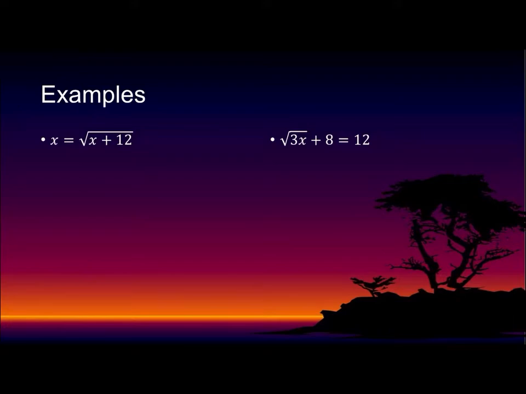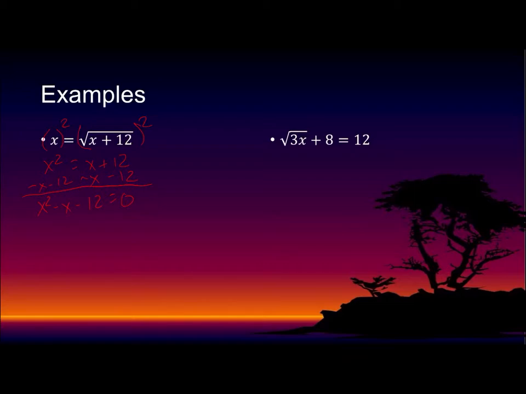So we have the radical isolated, so we're going to square both sides in our left side example. Now I have x squared equals x plus 12. And since I have x squared, this has now automatically become a quadratic equation. So I'm going to subtract x from both sides and subtract 12. And that will get me into standard form of a quadratic equation.